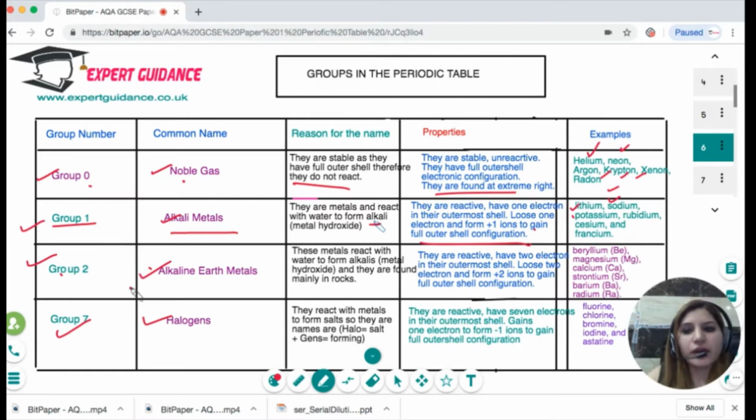When we talk about group 2, these are alkaline earth metals. Alkaline, the reason is the same. They also react with water to form metal hydroxide.